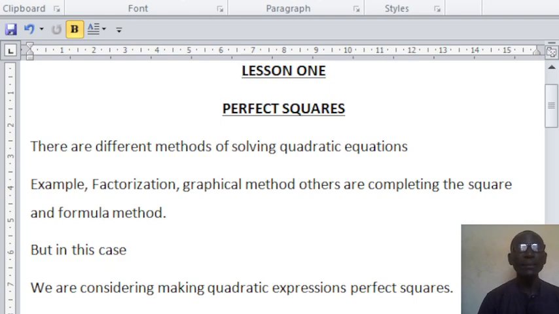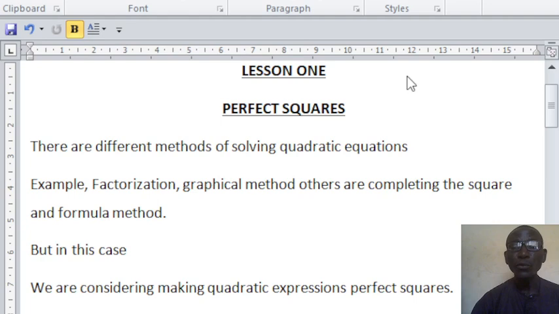Of course, you know there are different methods of solving quadratic equation. One of them is factorization, graphical method, others are completing the square, and formula method, which some people take to be the almighty formula. Some call it the quadratic formula, but all the same it is the quadratic formula. But in this case, we are going to be considering making quadratic expressions perfect squares. Let's go straight to example 1.